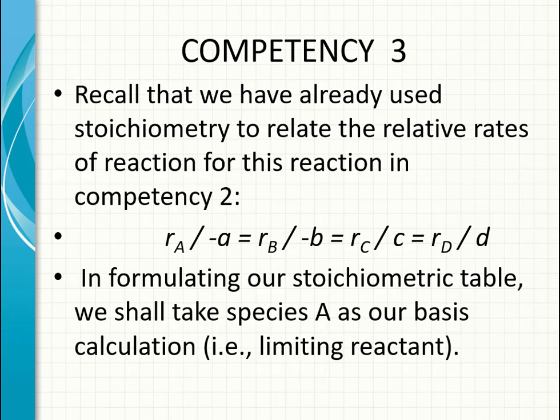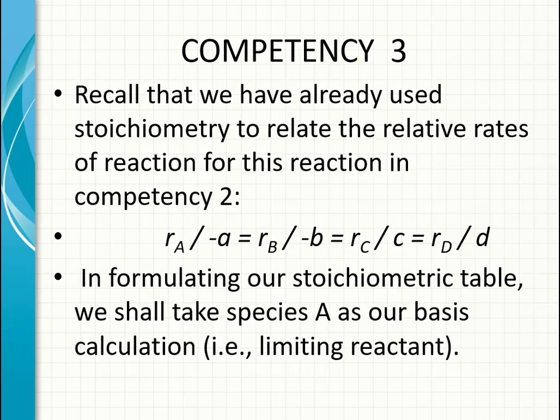Remember that we established that the rate of A divided by the stoichiometric coefficient of A is equal to the rate of B divided by the stoichiometric coefficient of B, and is equal to the rate of C divided by the stoichiometric coefficient of C, and is equal to the rate of D divided by the stoichiometric coefficient of D. And we must remember too that if A and B are disappearing, then we need to introduce the negative sign. And C and D are the products, so they are positive.